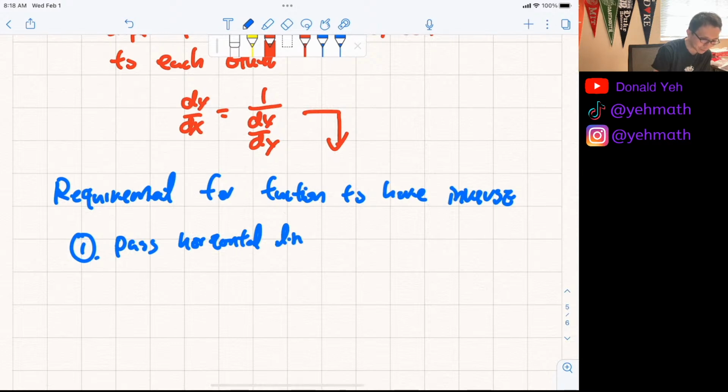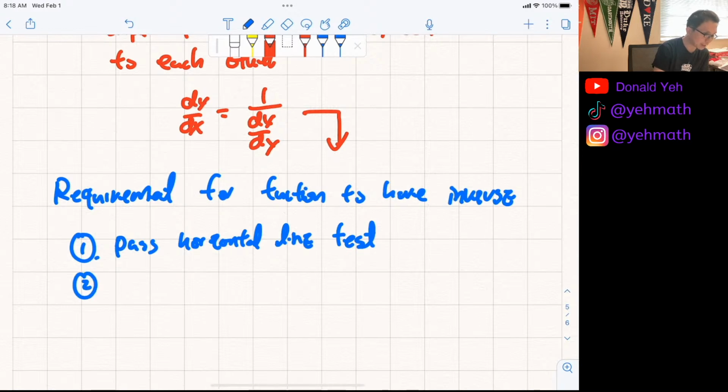Now, what does pass the vertical line test mean? It's a function. If you pass the vertical line test, it's a function. If you pass the horizontal line test, you can have an inverse. You can have an inverse.